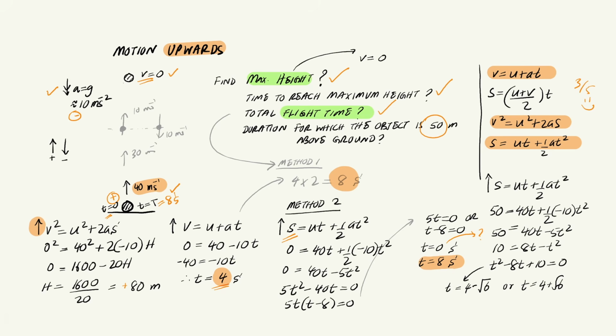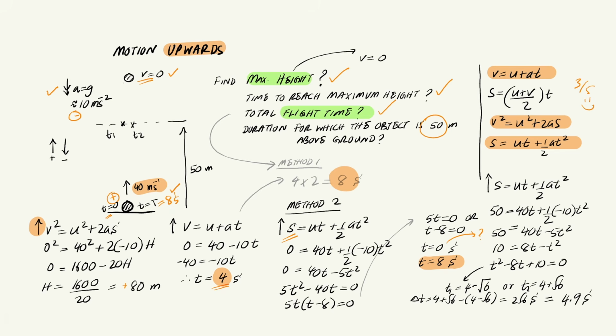These two times correspond to two separate moments. The object is at exactly 50 meters above the ground, once on the way up and once again on the way down. So the total duration the object spends above 50 meters is the difference between these two times. Delta t equals (4 plus the square root of 6) minus (4 minus the square root of 6), which equals 2 square root of 6, which works out to approximately 4.90 seconds.